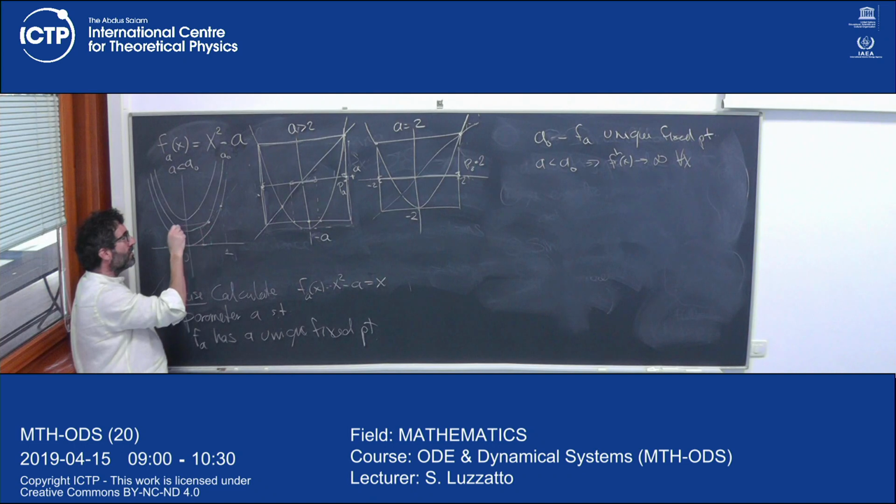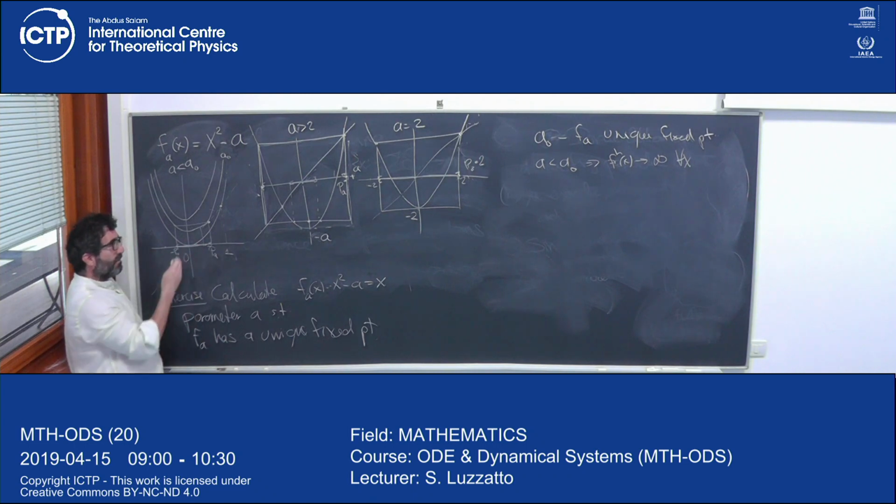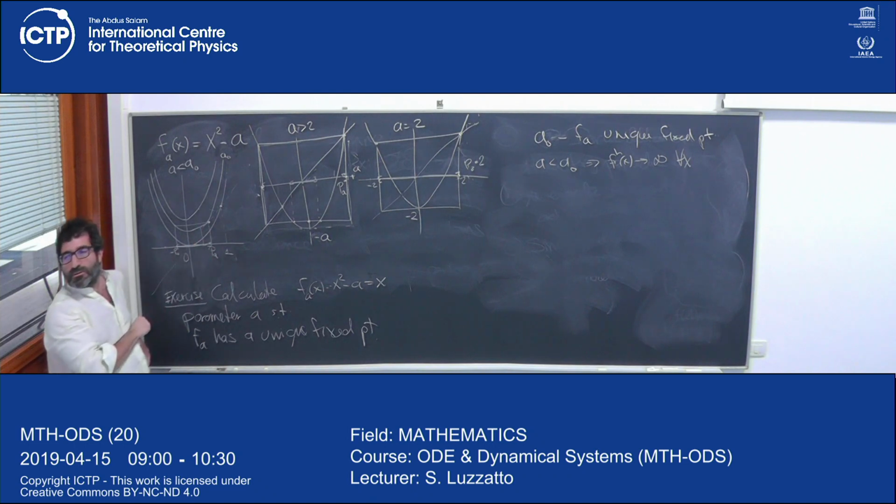So you take the pre-image of this fixed point. This is the fixed point P of A. This is minus P of A. And now suddenly we have an interval of phase space here, where all the points in this interval converge to this fixed point. Is that okay? You see this?